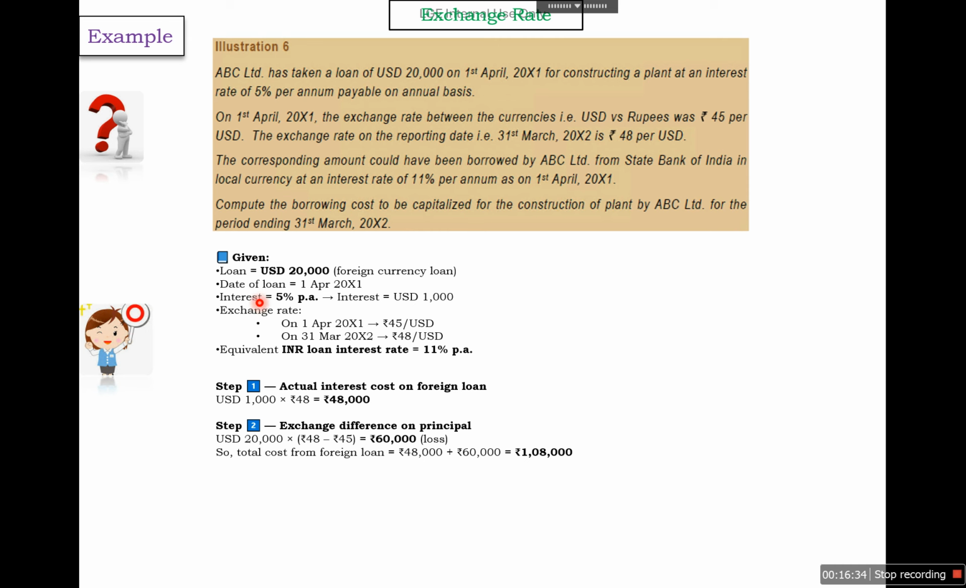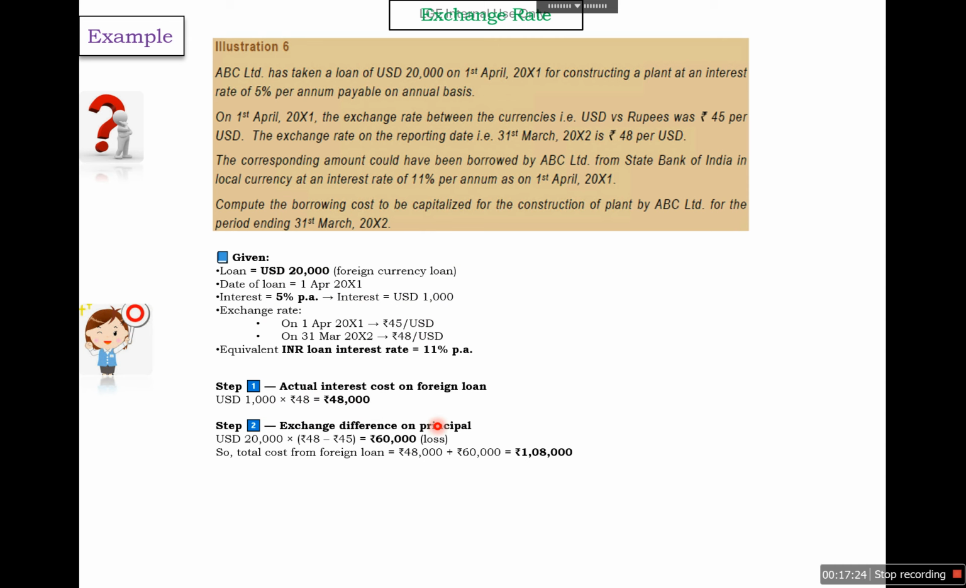So let's understand. It is given in the question that the loan is of 20,000 USD. Date of loan is 1st April X1. Interest is 5%, so on this basis the interest would be 1,000 USD. Exchange rate is 45 at the date of loan, and at the end of the financial year it is 48. Equivalent INR loan interest rate is 11%. So actual interest cost on the foreign loan is 5% on a loan amount of 20,000, so 1,000 USD, and the year-end rate is 48. So actual interest on the foreign loan is 48,000.